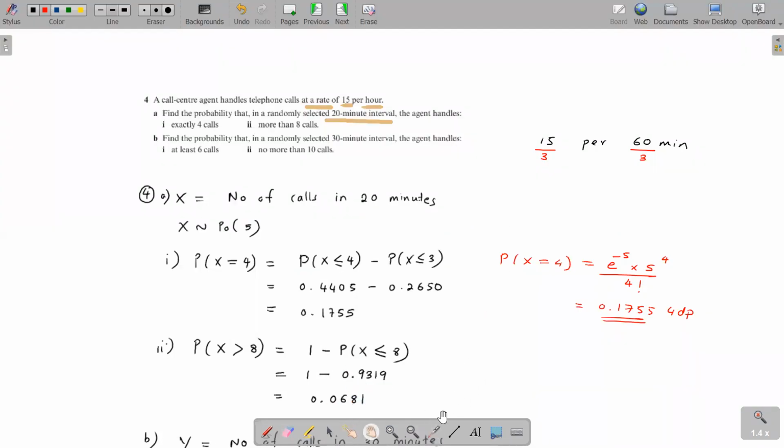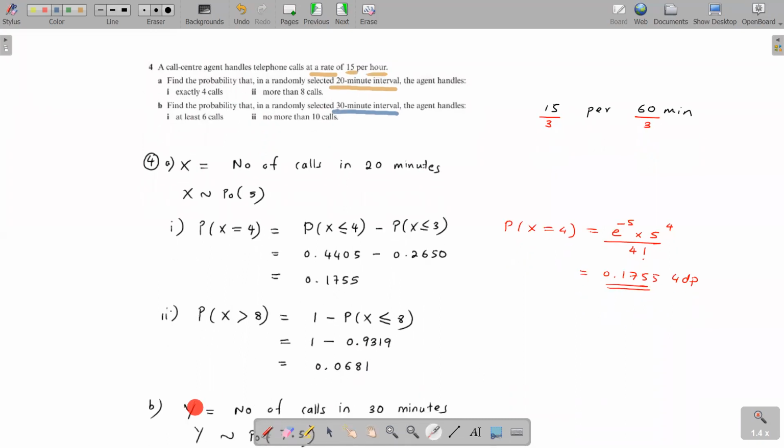Okay, moving on to part B, find the probability that in a randomly selected 30-minute interval. So you can see what's happened here. The interval has changed. It's a 30-minute interval now. So remember, whenever the interval changes, introduce a new random variable with respect to that new interval. So it's a 30-minute interval, which means I'm going to introduce random variable Y, which gives me the number of calls in a 30-minute interval.